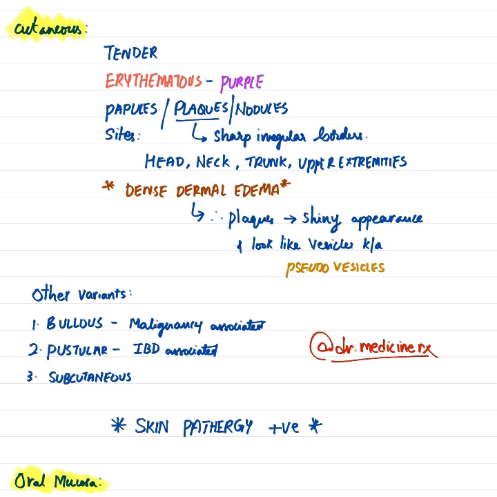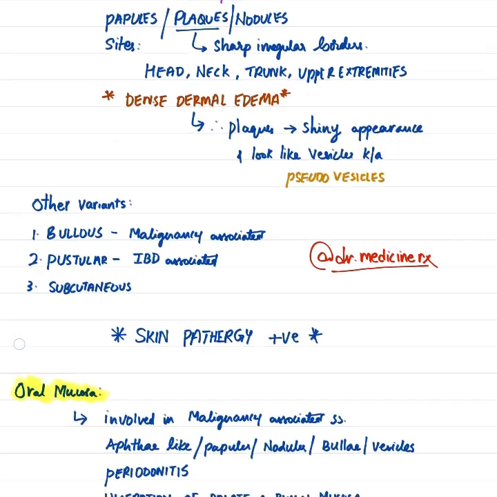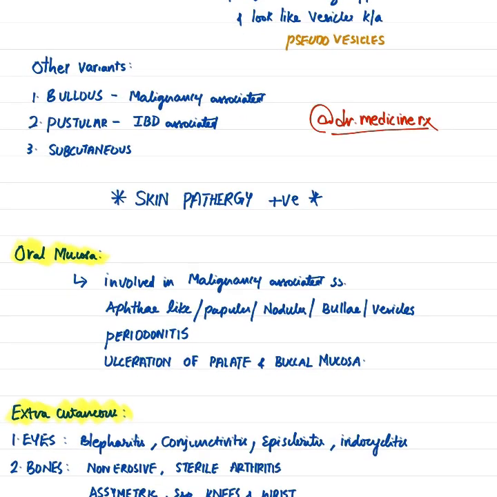But they are not true vesicles, they are pseudovesicles. There is no defect in the dermoepidermal junction, but it is merely because of edema of the dermis that there is an appearance of a vesicle, hence they are also called pseudovesicles. Other cutaneous lesional variants are bullous lesions, which can be seen in malignancy associated Sweet syndrome. There can be pustular lesions seen in inflammatory bowel disease associated Sweet syndrome, or there can also be subcutaneous Sweet syndrome lesions. And the skin pathology test is positive like any other neutrophilic dermatosis.